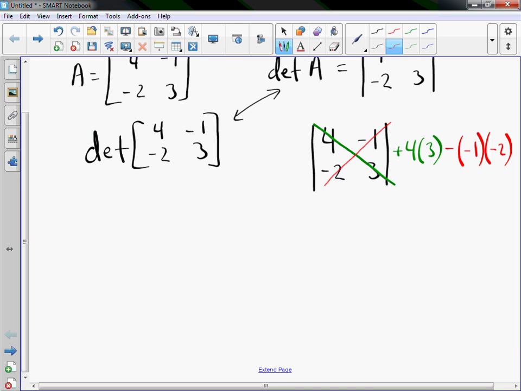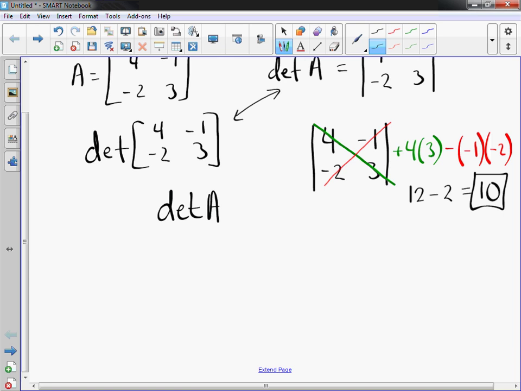Now I just have to evaluate this. So 4 times 3 is 12, minus, well, -1 times -2 is +2. So this is 12 minus 2, which is 10. So the determinant of our matrix A is 10. Another way to write that: the determinant of matrix A is 10.